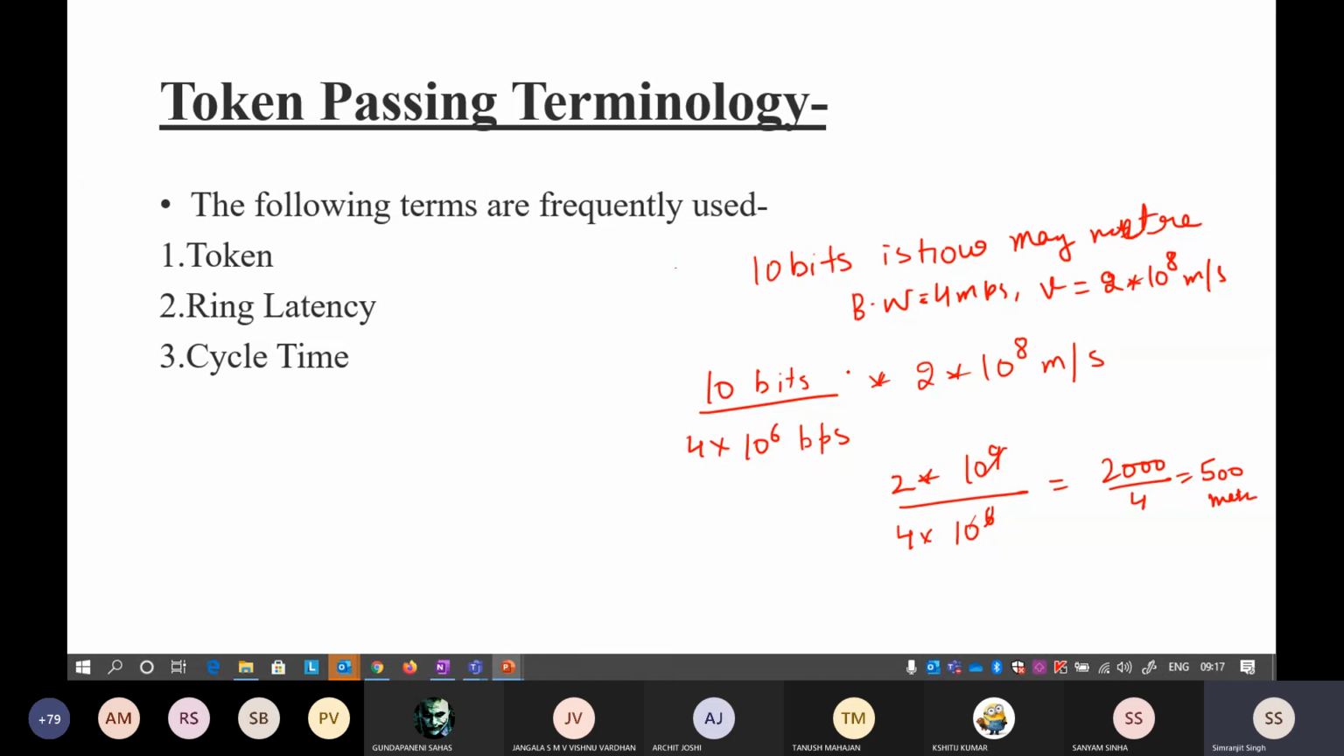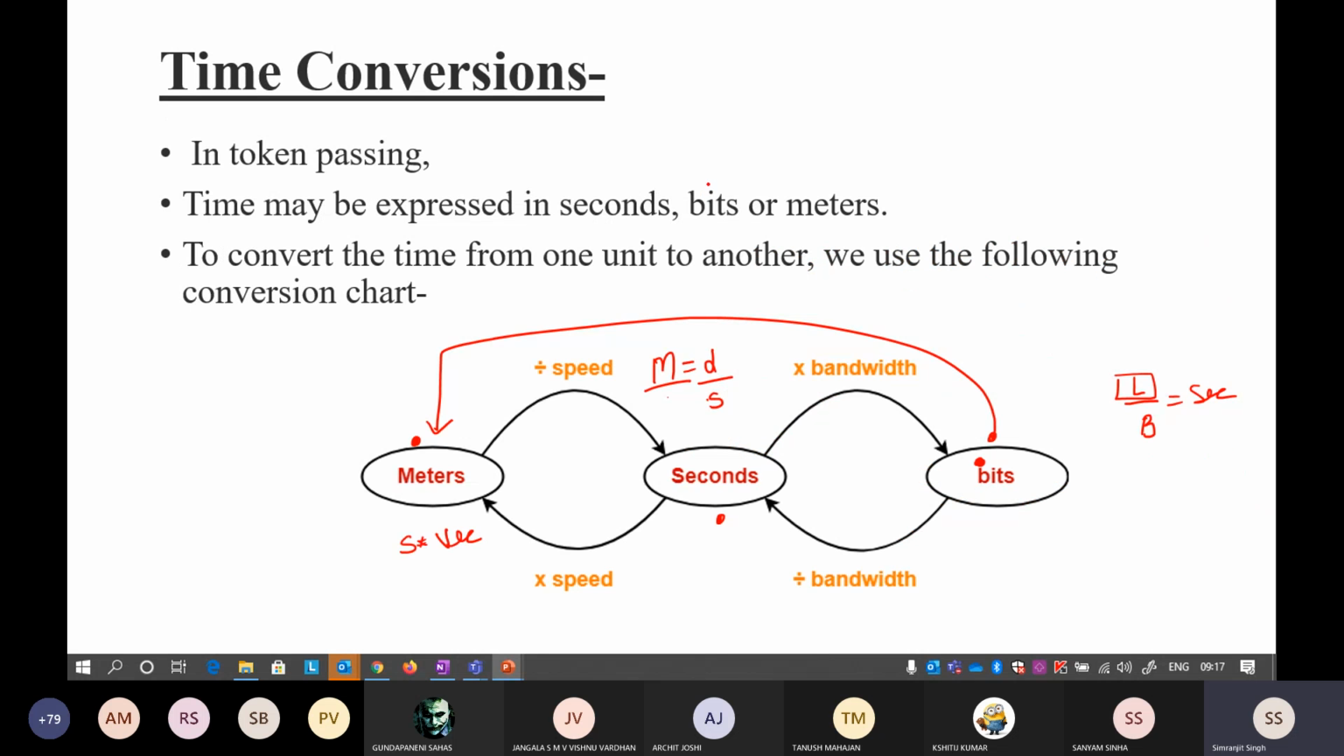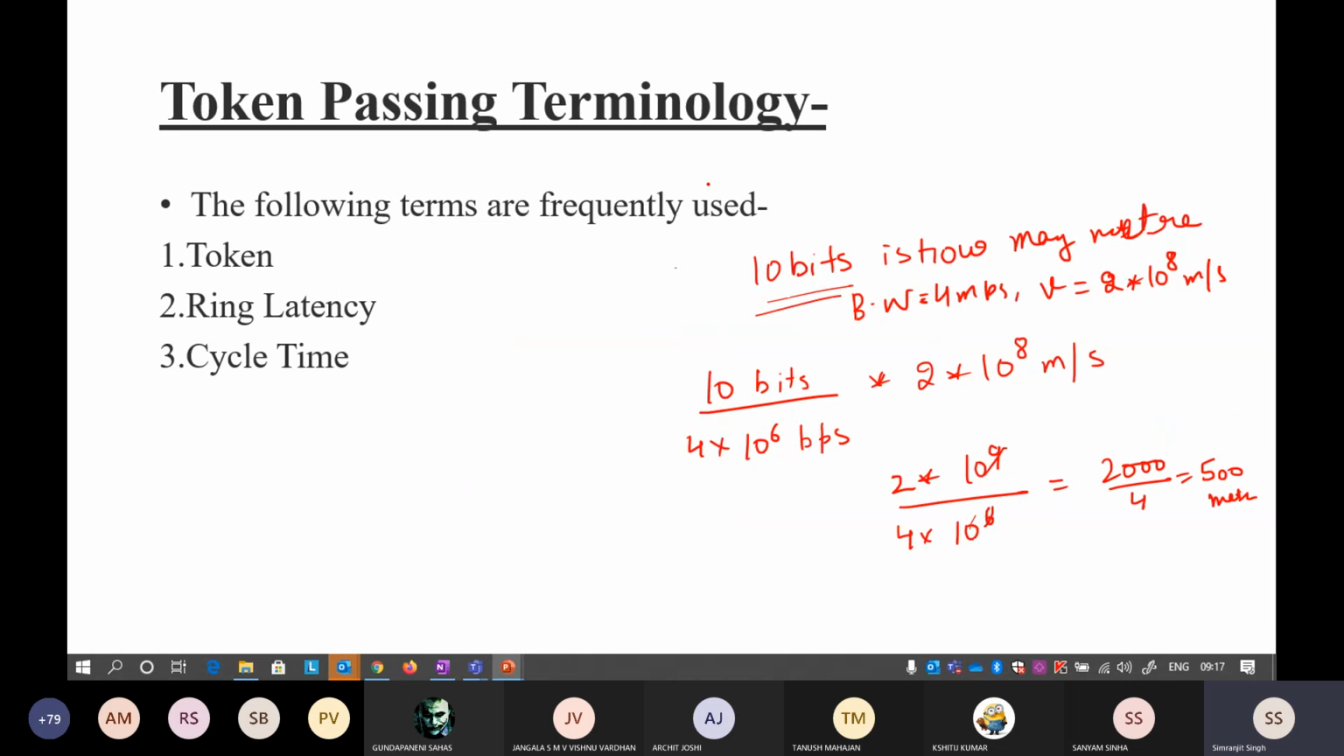So if your transmission delay is given, 10 bits is equivalent to 500 meters. Keep that in mind, this is the terminology that we will use. Another terminology that we will use is token. Obviously, in token passing you have to know what a token is. Another is your ring latency, another is your cycle time.